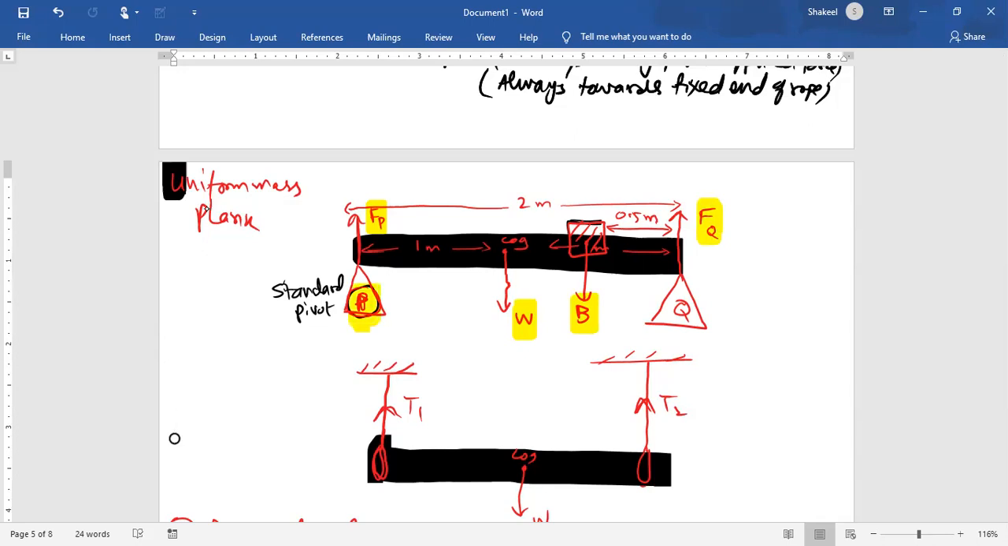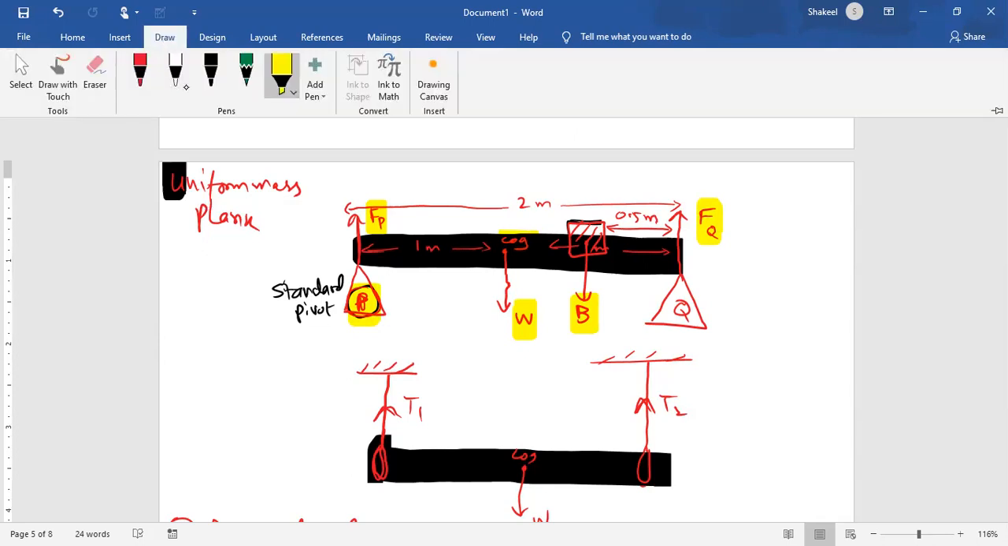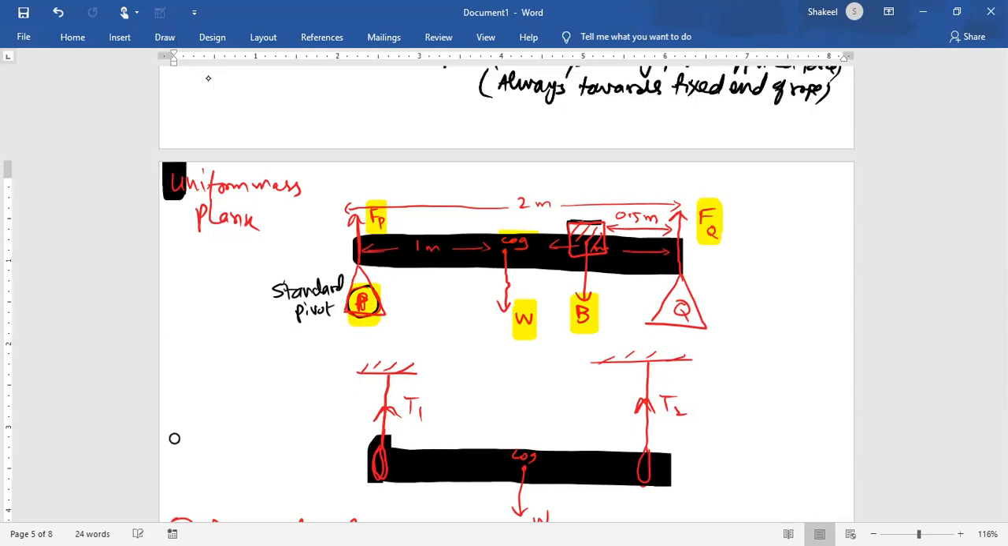So this is your standard pivot P. And the weight of the plank is acting from the center of gravity. Now what you have to do is look for the distance of each force from this pivot. Let's say FP is not having any distance because it is acting right on the pivot. So for FP, you will write its distance as 0. For W, its distance is 1 meter, so you will write 1 meter with W because from the pivot it is 1 meter.